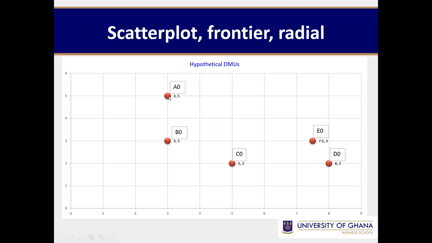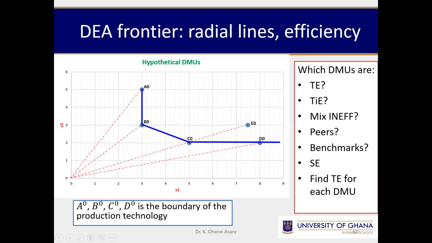So you now create a radial line from the DMU to the origin, from each DMU to the origin. And you should have something like what you have on your screen. You can see that we have labeled it now. X2 is on the left axis, and X1 is on the horizontal axis. Create the radial line. And you can see that I have also joined with a blue line.